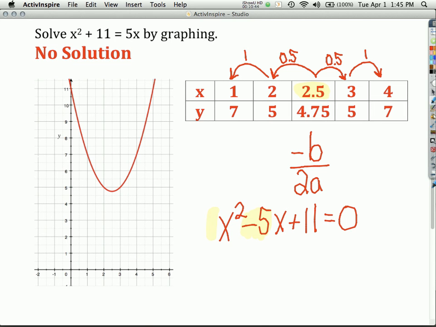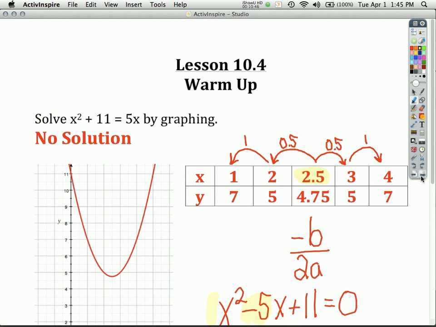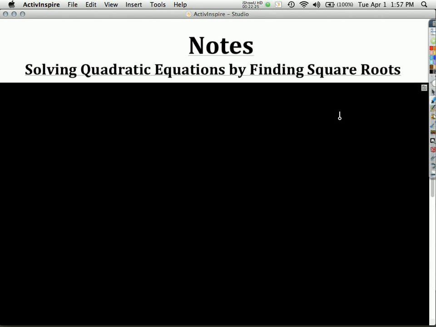Good. Put the warm-up to the side. Today we're going to be solving quadratic equations again. You saw by today's warm-up that we've been solving quadratic equations, but during the warm-up you solved it using a graph. Today you're going to learn how to solve quadratic equations by using a square root technique.